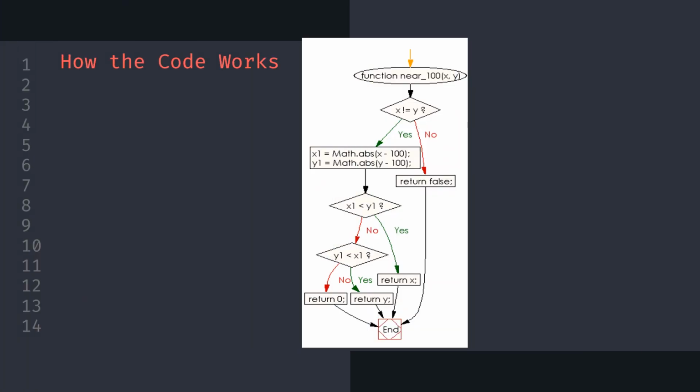Let's break it down. First, we check if the numbers are different. Then we calculate how far each number is from 100. We return the closest number or false if the two numbers are equal.